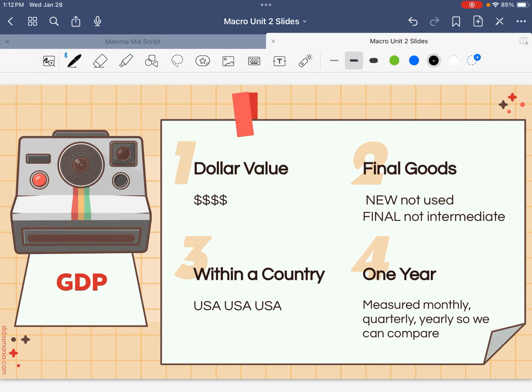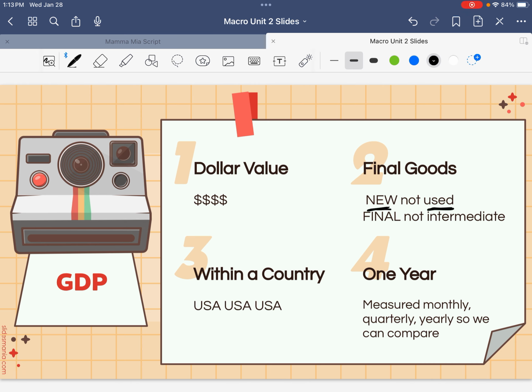Final goods. So it's the dollar value of all final goods produced within a country within 1 year. Final meaning it's not a used good. It has to be new. So anything at Goodwill doesn't count. Anything that you buy on Facebook Marketplace doesn't count. And that is because used goods were already counted in the GDP the first time they were sold. So if they're counted again the second time, that's going to inflate our GDP and make it look better than it actually is. So we don't count used goods. They've already been counted in the past when they sold for the first time. We only count new goods.